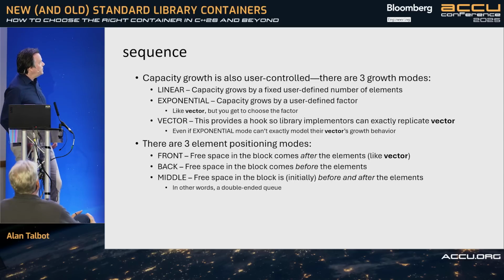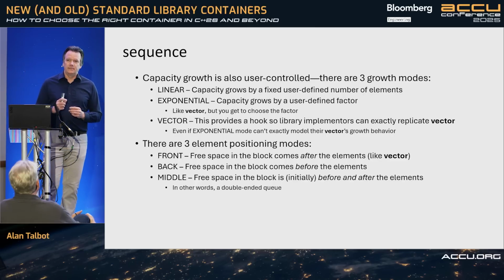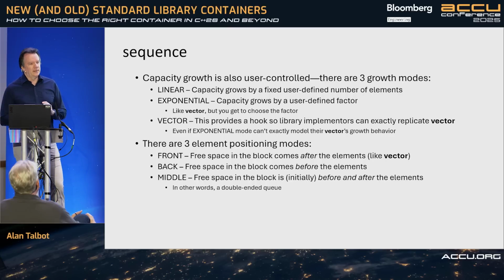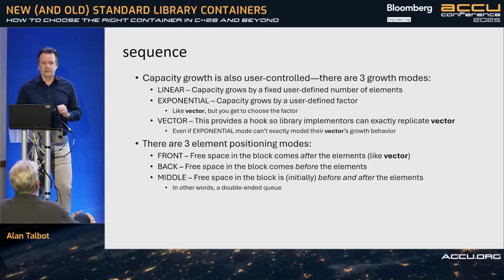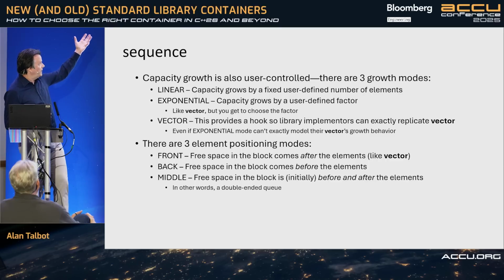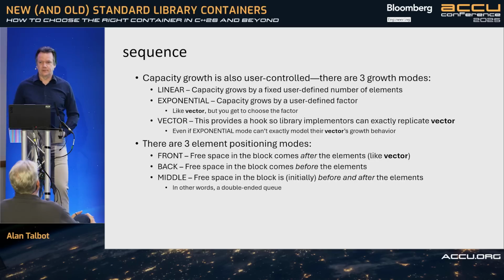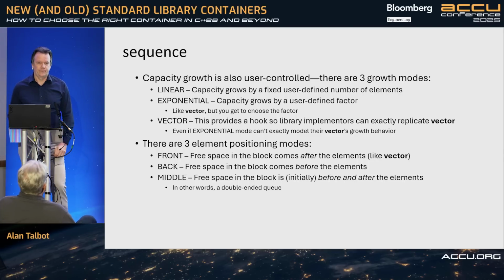I added this other one, vector. So this is there in case the library's vector has something that can't be modeled exactly by exponential alone. I don't know if this exists, I don't know if this is necessary, but if we leave it in there, it lets the vendor exactly duplicate vector's behavior so that vector can be defined in terms of sequence.